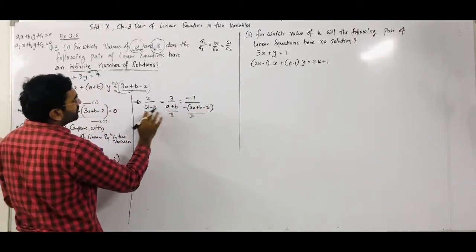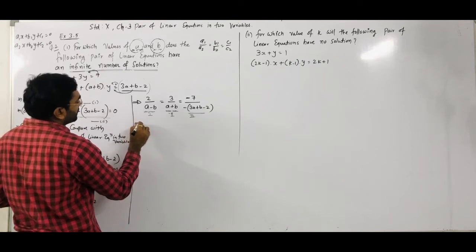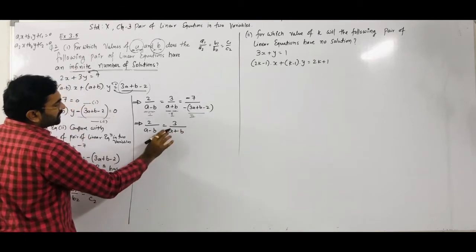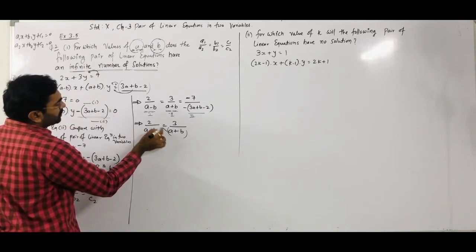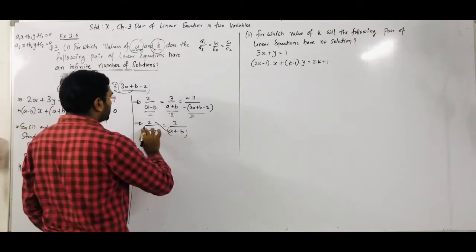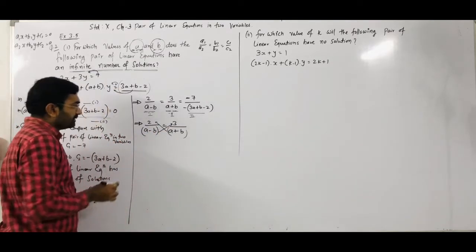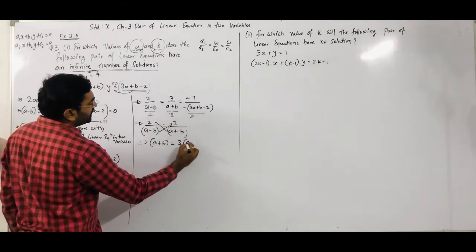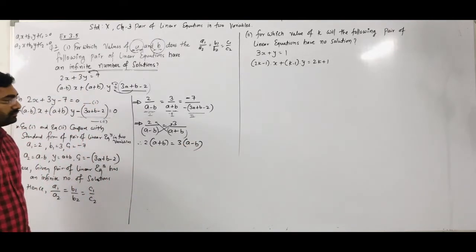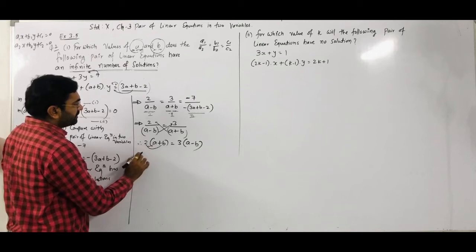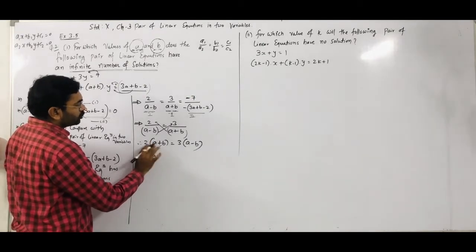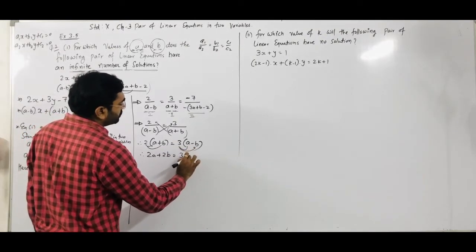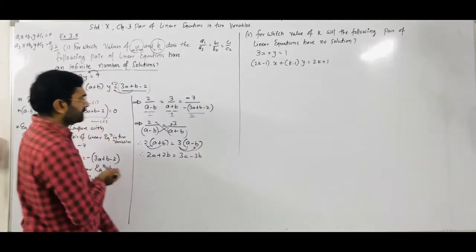So first we compare the first two terms. What we get here: 2/(a - b) = 3/(a + b). So here we have to do the cross multiplication: a + b is multiplied by 2, and a - b is multiplied by 3. If you do the cross multiplication, we get 2 times (a + b) is equal to 3 times (a - b). Now this 2 is multiplied inside the bracket, so 2 into a is 2a, plus 2 into b means 2b, is equal to 3 multiplied with a, so 3a, minus 3 into b, so minus 3b.